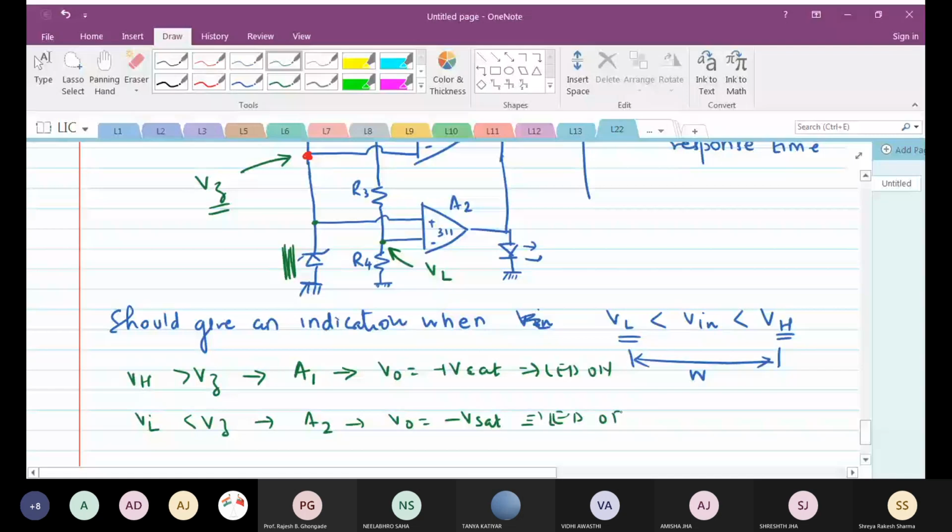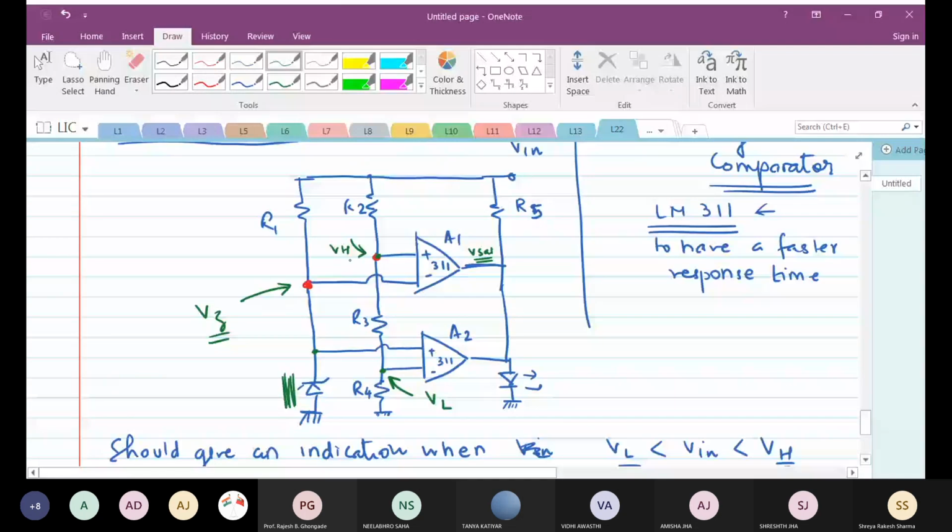Sir, please can you explain it once more, because you were writing and then again opening the circuit, sir. It was getting so confusing. Okay. So once more.